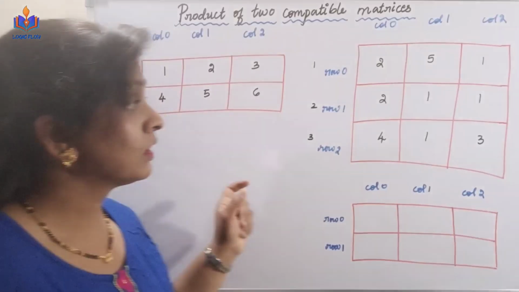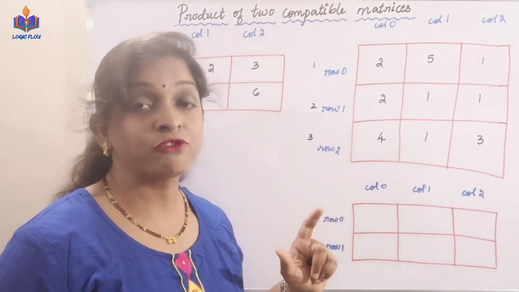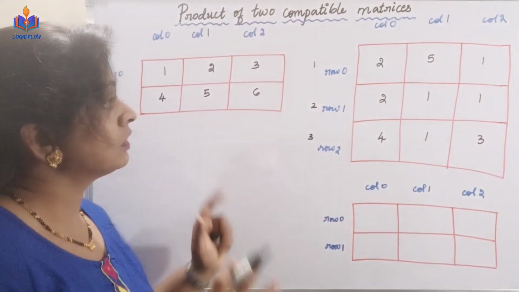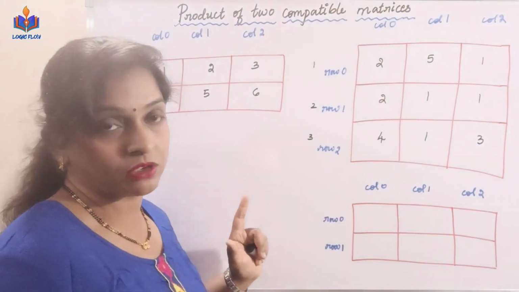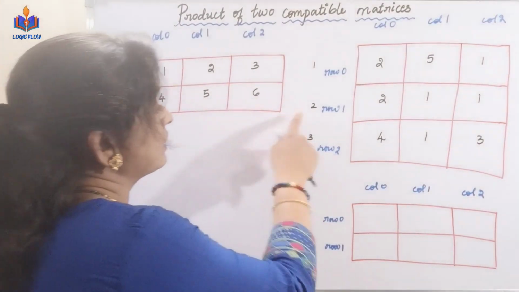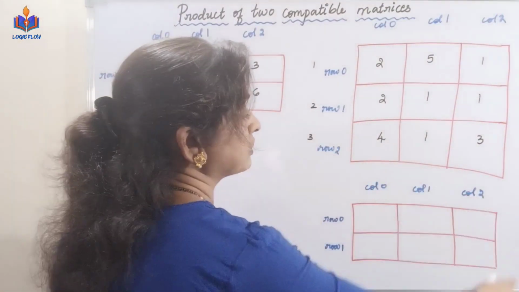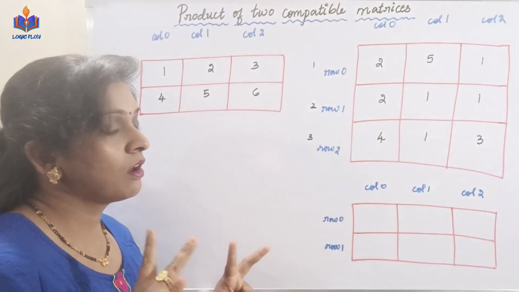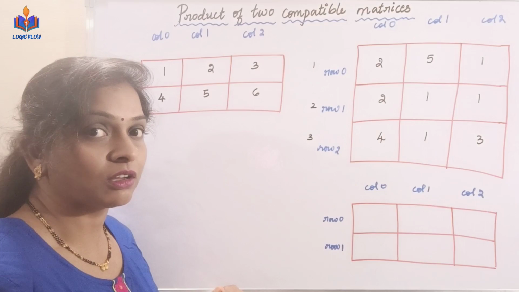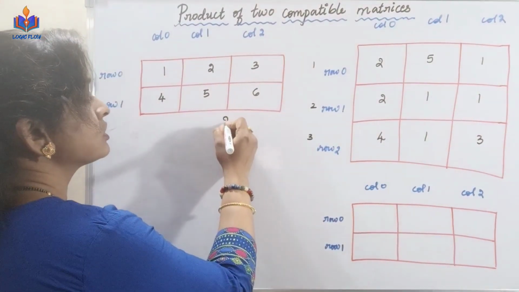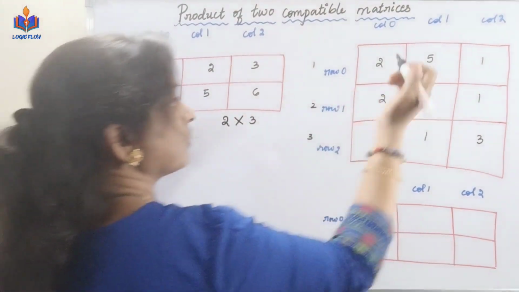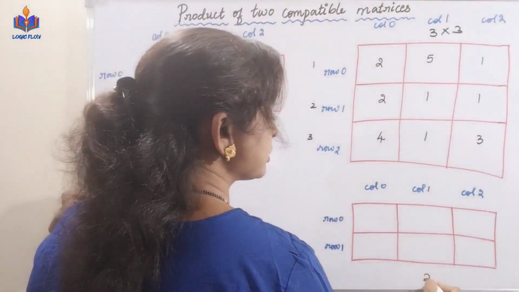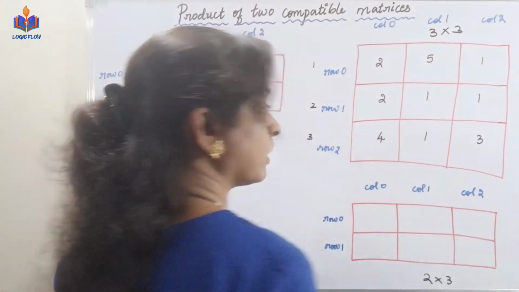Before we get into the program, we have to know how we actually do the product of two matrices. Here we have two matrices. This is matrix 1, this is matrix 2, and this is the resultant matrix. You can observe the order of the matrices is different here. Here it is 2 cross 3, here we have 3 cross 3, and the resultant is once again 2 cross 3.